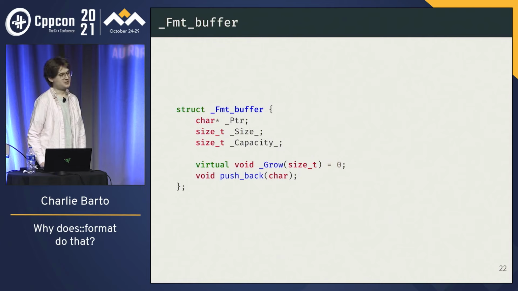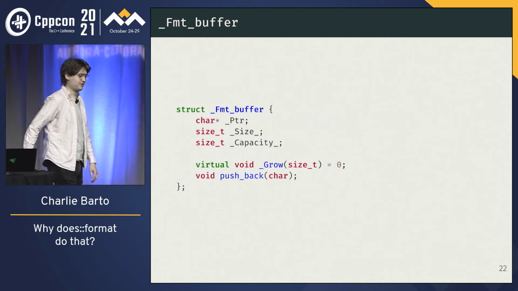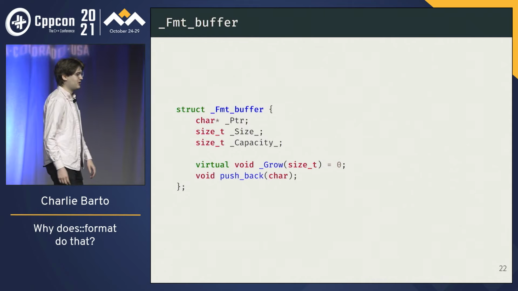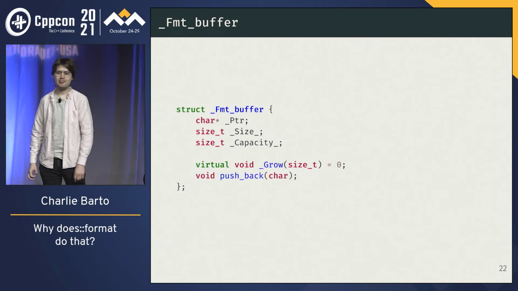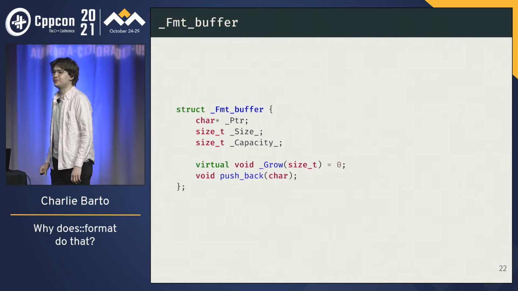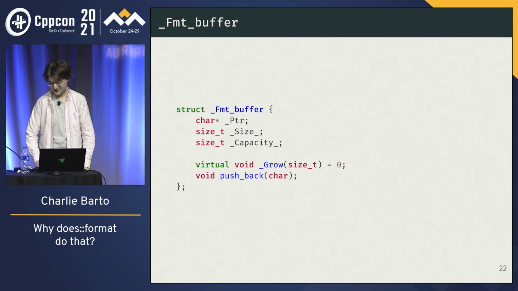So we need more type erasure. We need to avoid making all of our parsing code dependent on the output iterator type. We do that by making our own container, a special container, and that's what format buffer is. All the underscores that you see here are just because this is standard library code, and we use reserved names to avoid clashing with our users. So double underscores, and an underscore followed by a capital letter. If you're writing include guards, please don't write them with an underscore followed by a capital letter.